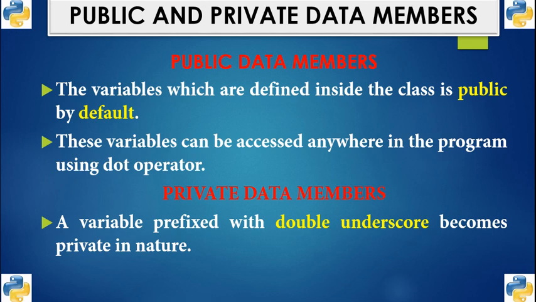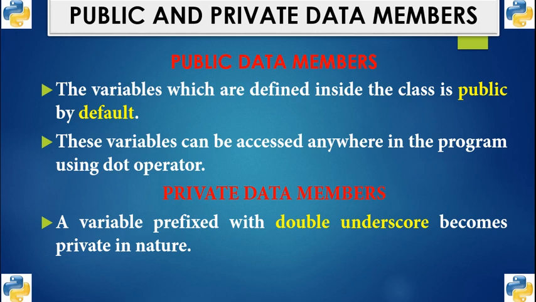that is, a private class variable. Normally, when we create a class variable, that is called public. A public variable can be accessed anywhere in the program using the dot operator. But how do we create a private one? With the help of a double underscore. If we give a double underscore before a variable, that variable becomes a private class variable.